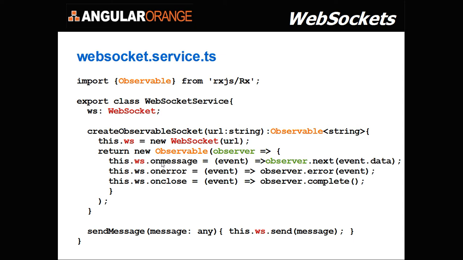So what this does is say this socket on message do this. Well, this says observer takes the event and says observer next event data. Well, who, excuse me, who is the observer? It's really the app component. Then you could also send a message using the WebSocket send message. So this is a service that's receiving events and can send events.